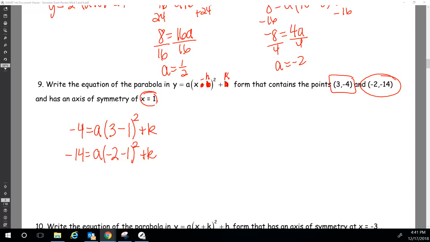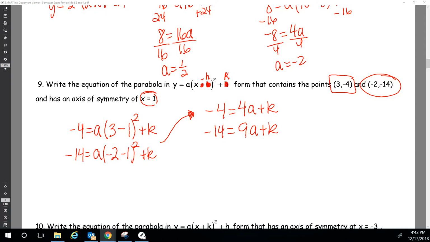All right, so then here's our system of equations with two unknowns. I'm going to make it look a little prettier over here. So -4 is equal to 3 minus 1 would be 2 squared, which is 4a plus k. And then -14, -2 minus 1 is -3 squared, so 9a plus k. So I have a system of equations with two unknowns.